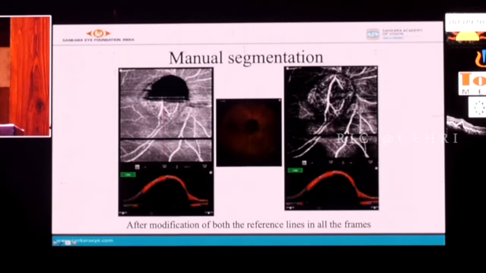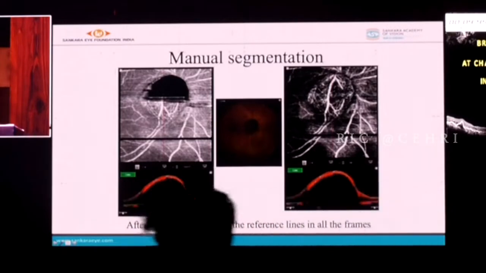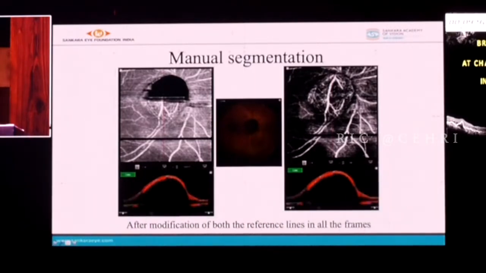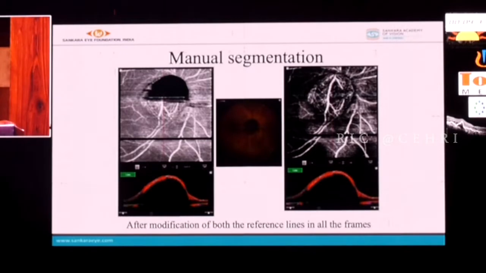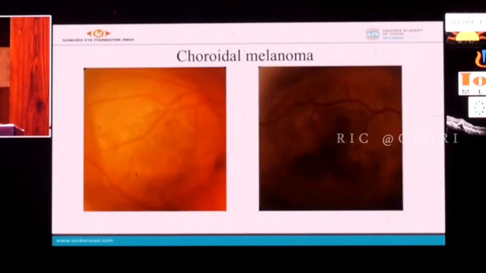So what you do is move this line up. So you manually draw this and ask the computer to look only at this particular area. And in melanomas up to 3 millimeters in thickness, you will get some useful information on OCTA. Thicker tumors you may not get.